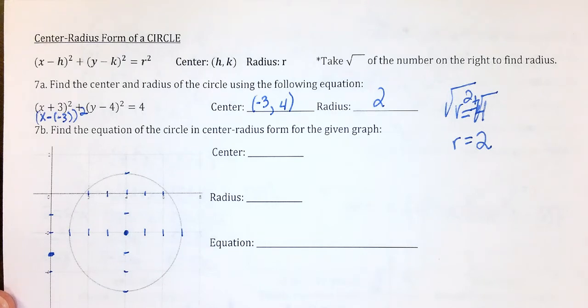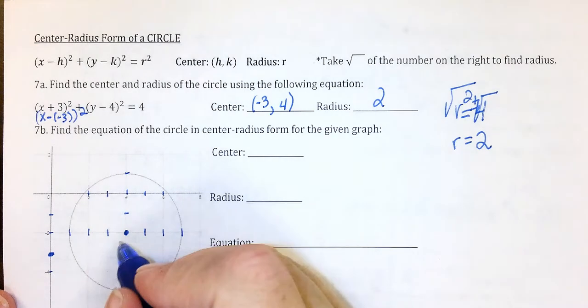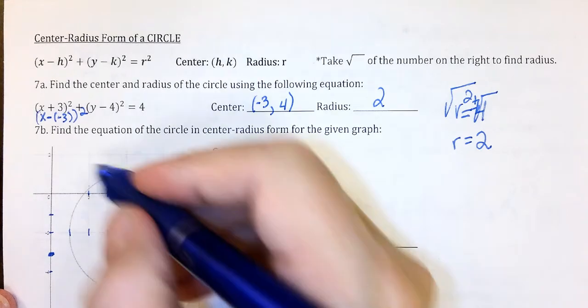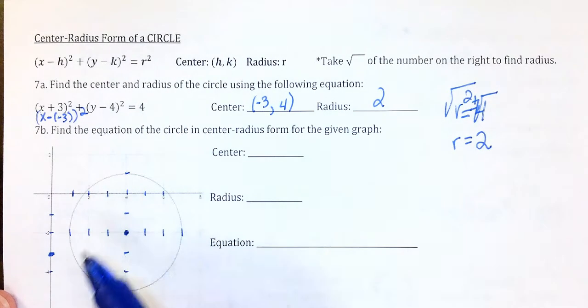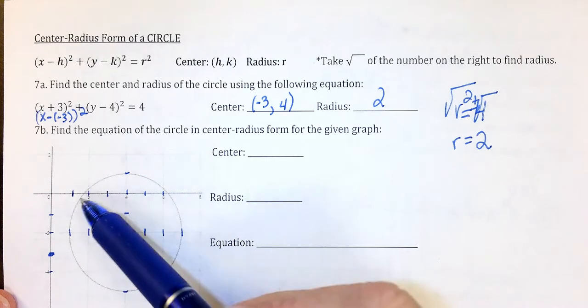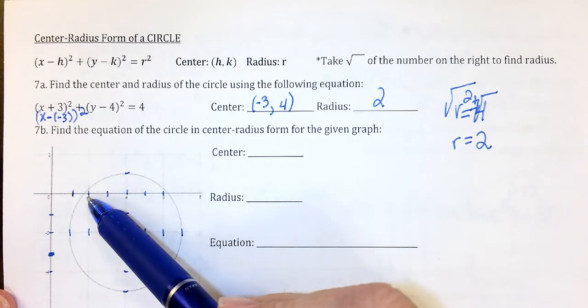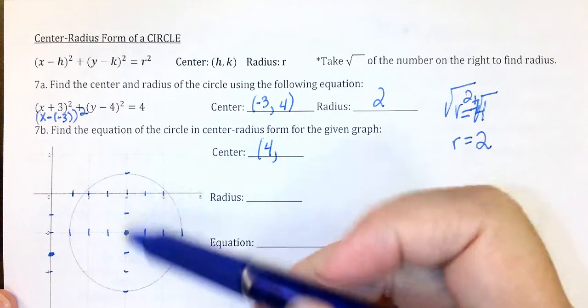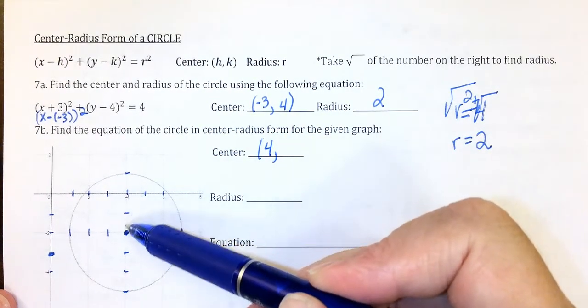We have a graph and we need to come up with the equation. So first we need to find the center and then the radius and then write the equation in center radius form. So our equation is coming from the center and radius. The center is this point right here. Now this is kind of hard to see, so I went ahead and marked off some things. But this is the point 1, 2, 3, 4 as your x value. And then it goes down negative 1, negative 2.